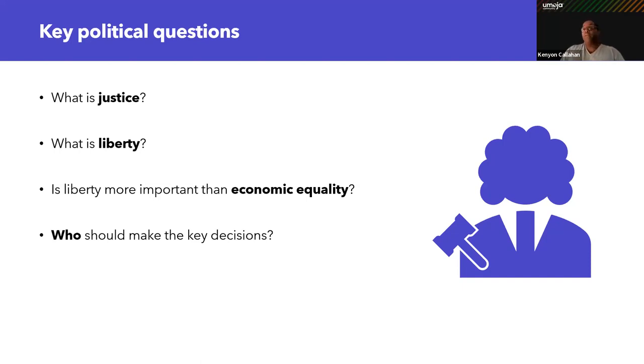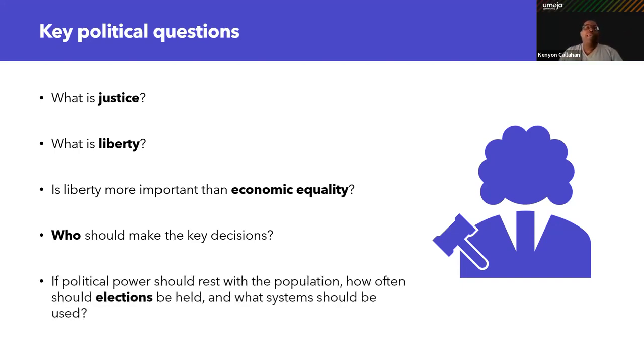Should all of society be able to vote? And just know this, think about that. Every time an issue arises, we as a society have to vote on it. So just think on that, okay? And then the last question will be, if political power should rest with the population, how often should elections be held? What system should be used?